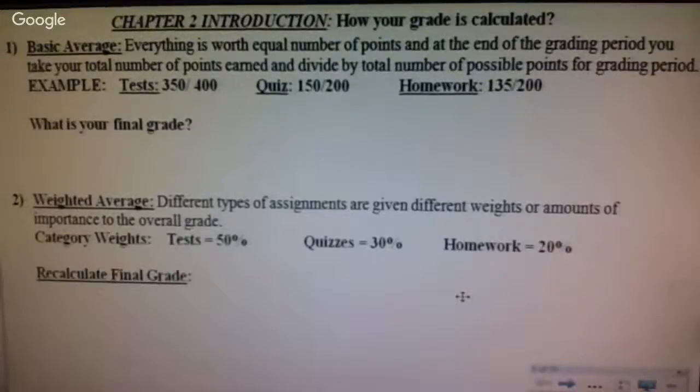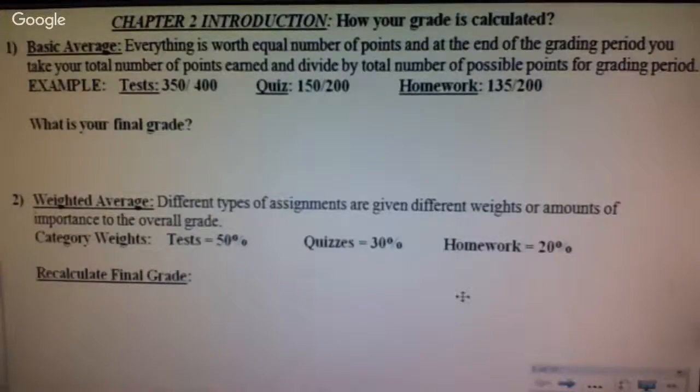This is how you do it. All right. So this chapter is actually going to be quite useful to you because this chapter actually shows you how to calculate your grades. So if you ever want to do that on your own, you can do that.